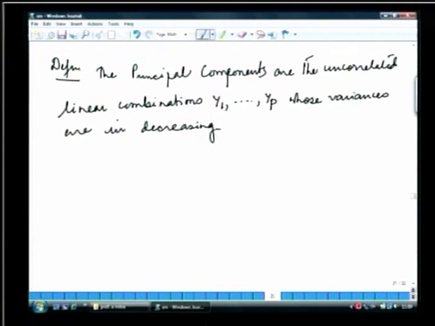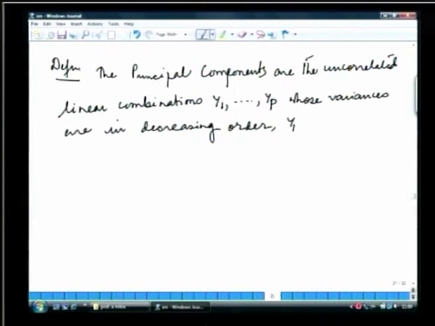So, now this is something which we are saying for the first time. Uncorrelatedness, of course, we have said before. Now, something more we are saying: we have y1, y2 to yp, and the variances of these are in decreasing order. So the variance of y1 is maximum, and these are in decreasing order.